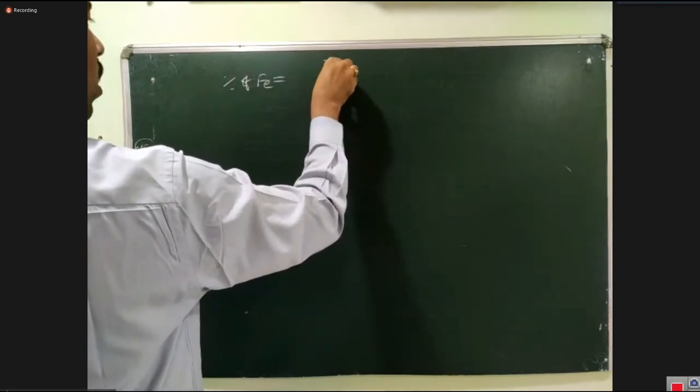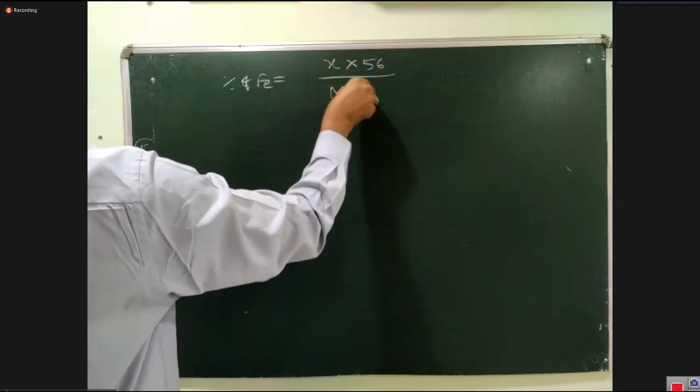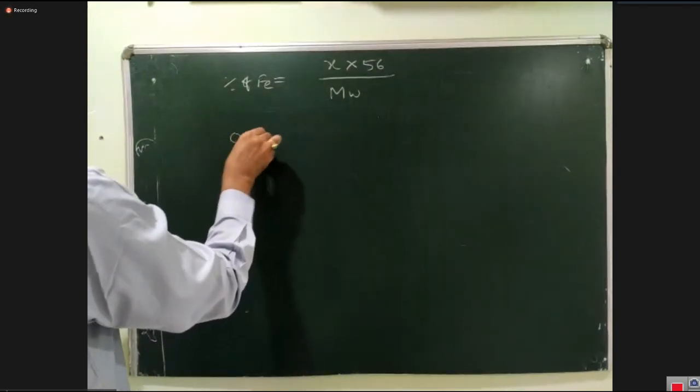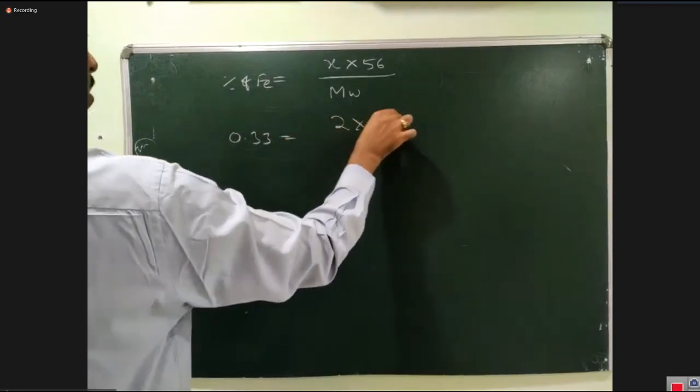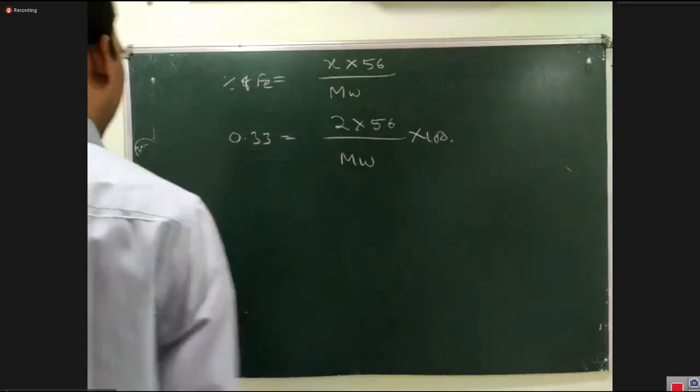Page number 56. Question number 94. Hemoglobin contains 0.33% of iron. The weight of 1 mole of hemoglobin is the molecular weight. This is a percentage calculation. Percentage of iron is equal to the number of iron atoms times 56, the atomic weight, divided by the molecular weight, times 100. Given 0.33%, 2 atoms of iron, atomic weight 56, molecular weight we don't know. So this is the percentage of iron calculation.